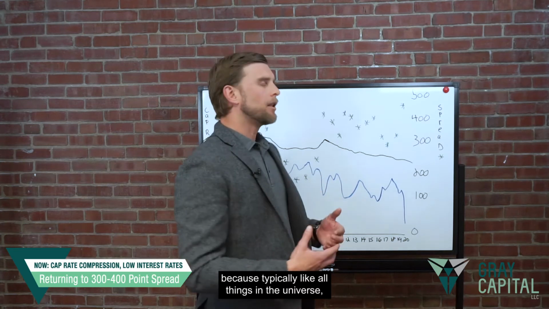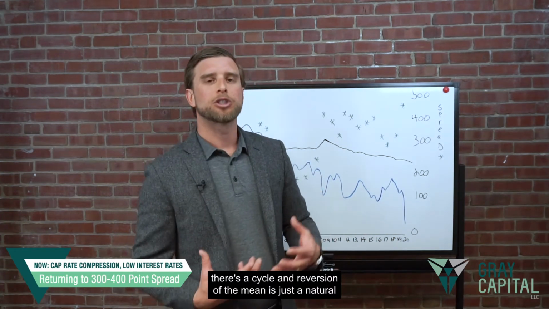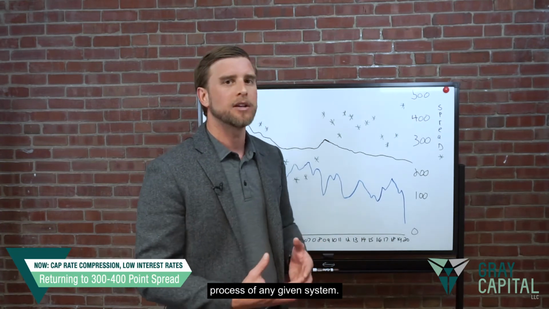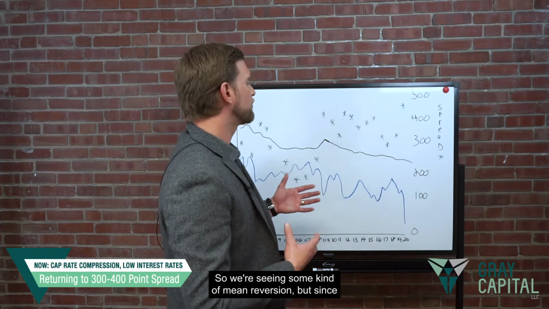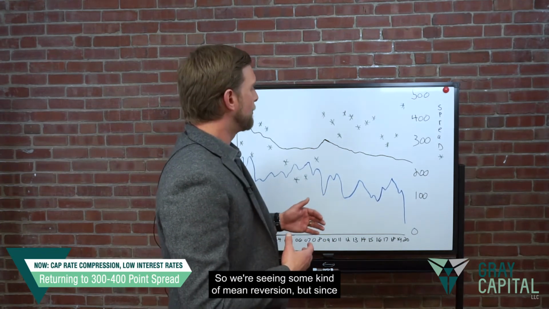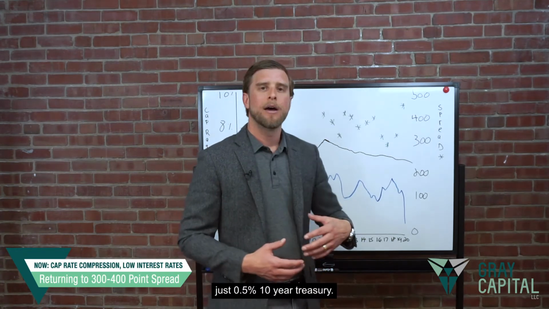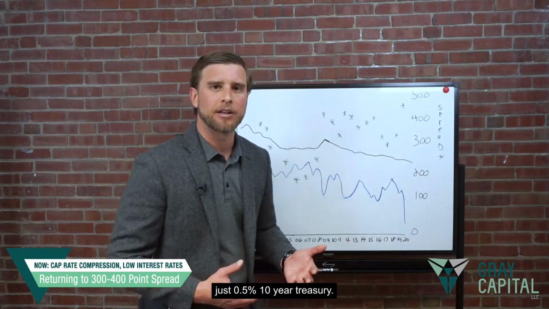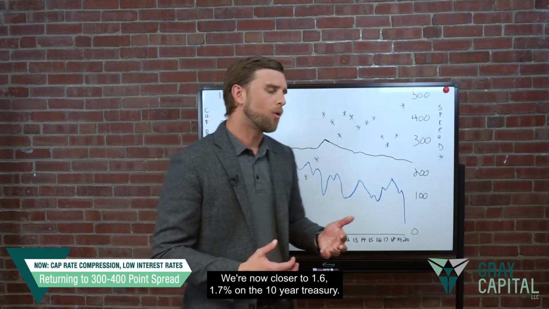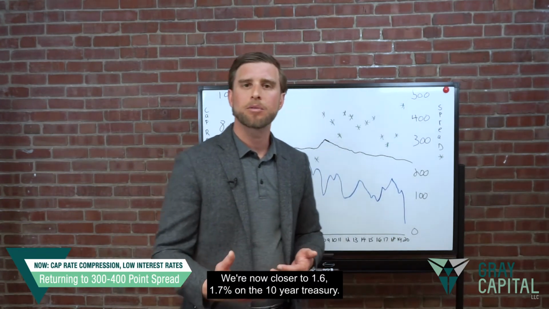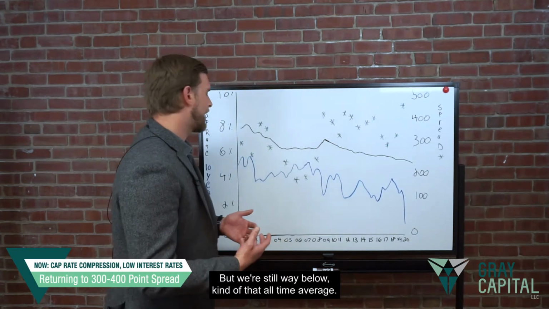Because typically, like all things in the universe, there's a cycle, and reversion to the mean is just a natural process of any given system. So we're seeing some kind of mean reversion, but since the 10-year treasury is still low, now we're off our just 0.5% 10-year treasury. We're now closer to 1.6, 1.7% on the 10-year treasury, but we're still way below that all-time average.